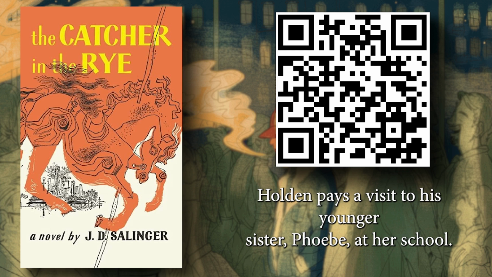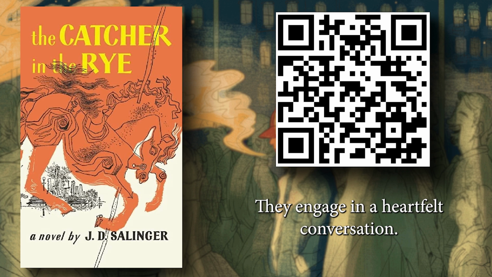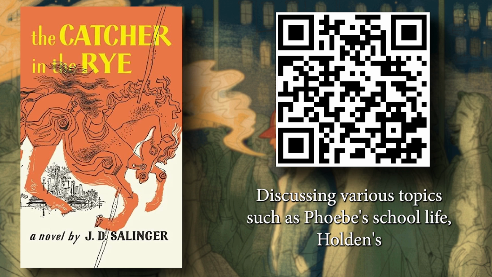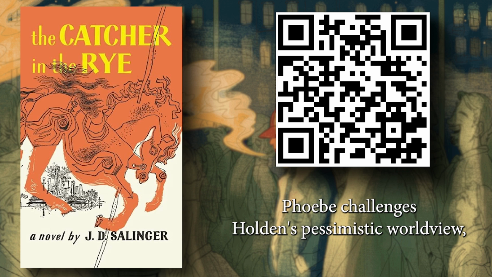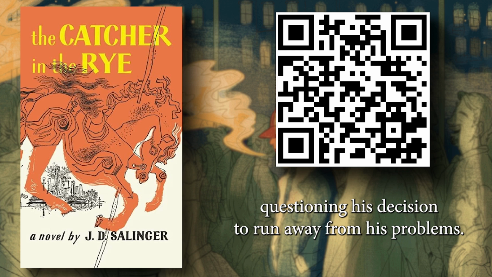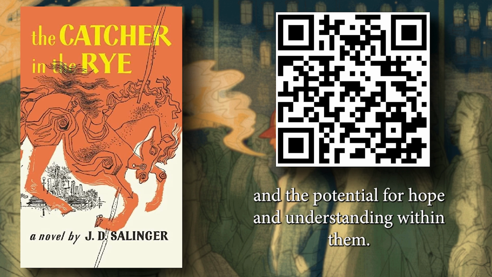Chapter 8. Holden pays a visit to his younger sister Phoebe at her school. They engage in a heartfelt conversation, discussing various topics such as Phoebe's school life, Holden's expulsion from Pencey, and his desire to escape society's expectations. Phoebe challenges Holden's pessimistic worldview, questioning his decision to run away from his problems. Their exchange highlights the importance of familial bonds and the potential for hope and understanding within them.